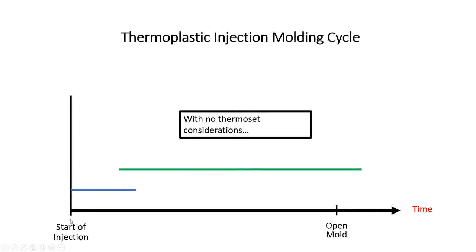So start of injection. When we ask for a material to be delivered into the mold, into the cavities, to fill the cavities, and then all the way through the process to where the mold opens. With no thermoset considerations, this is pretty simple. We basically have a melt of material, and then we have a cooling of material. And we hope to have, in the ideal case, a very straightforward flat line.